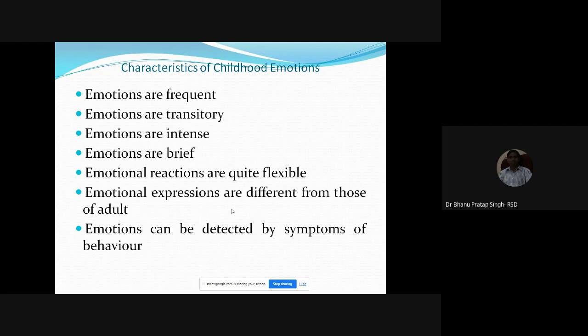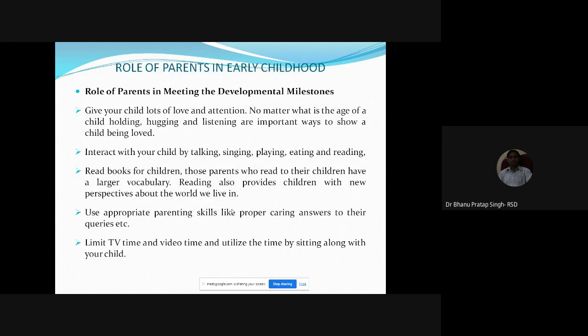Whatever the child is behaving, then one can understand the emotions of the child. So, what is the role of parents in early childhood? Although every time we learn the role of the teacher, in this particular slide, we will discuss in detail the role of parents in meeting the developmental milestones.